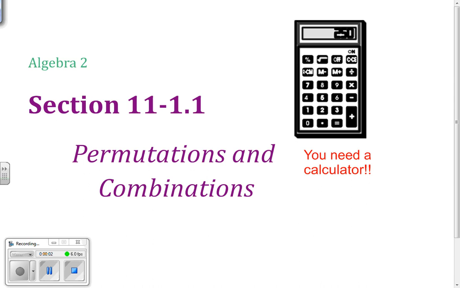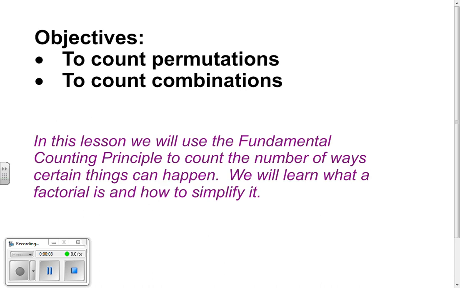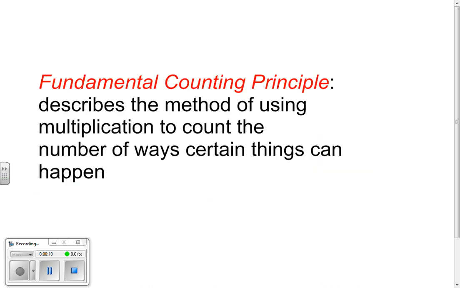Chapter 11, Section 1, Day 1 is all about starting permutations and combinations. Before we can get into permutations and combinations, we'll talk about the fundamental counting principle. The fundamental counting principle allows you to determine the number of ways something can happen by using multiplication.